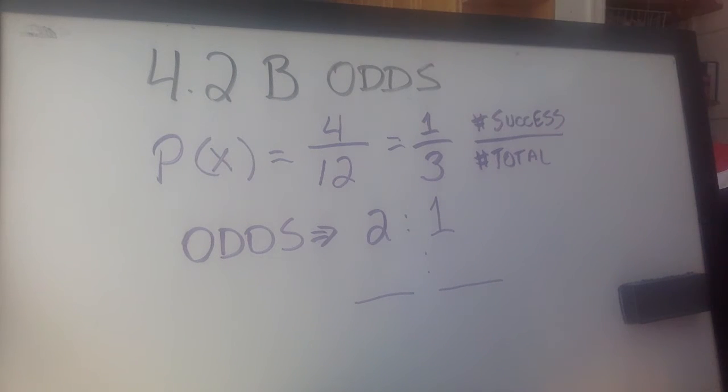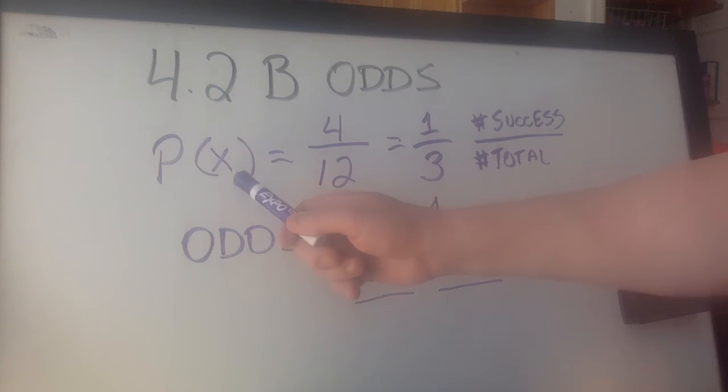Good morning, and we are going to now do odds for section 4.2b, which are called odds. Odds go along perfectly with probability, but people mix them up all the time. People say something like the odds are 1/3 that something will happen. That is actually incorrect.